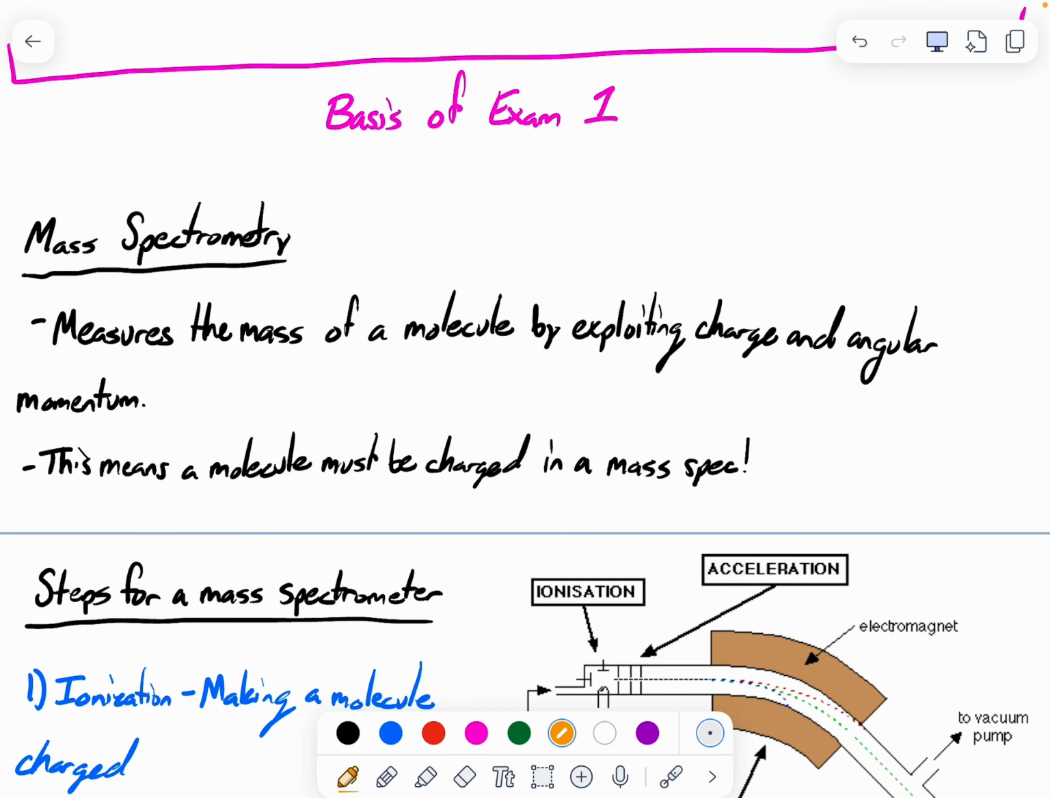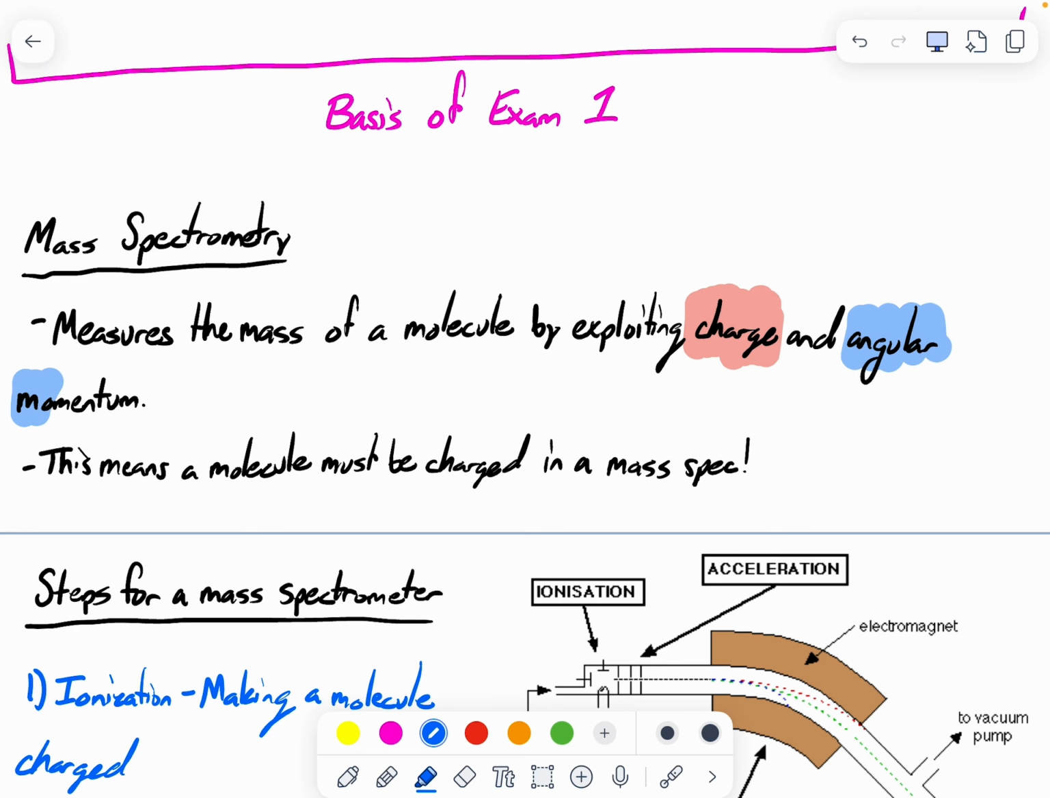So mass spec is where we're starting. Mass spec, the whole thing it does, it measures the mass of a molecule by exploiting two physical properties. The first one is the most important one, that is charge, right? Charged things are what we're actually measuring in the mass spec. And then the other one is angular momentum.